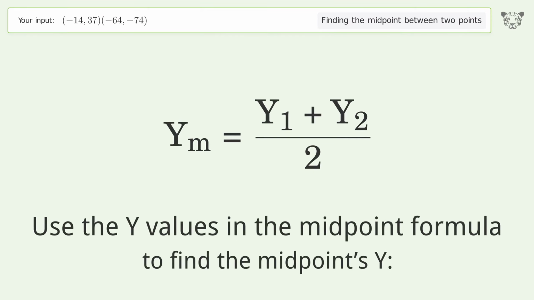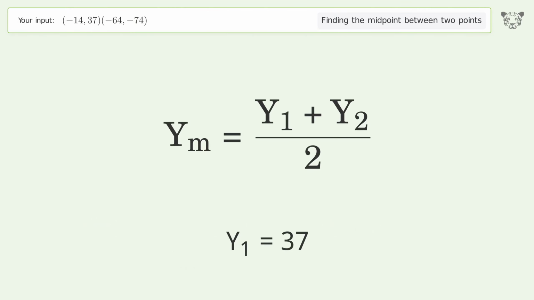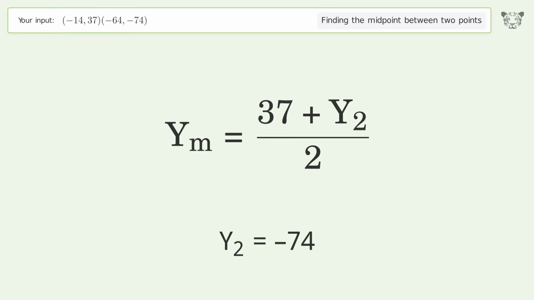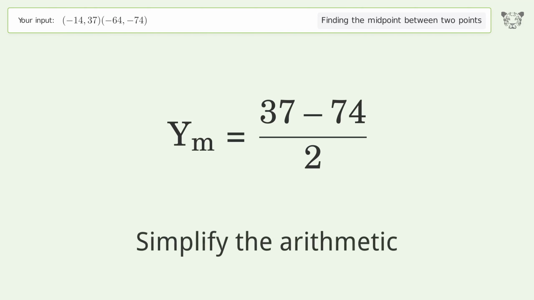Use the y values in the midpoint formula to find the midpoint's y. y1 equals 37. y2 equals -74. Simplify the arithmetic.